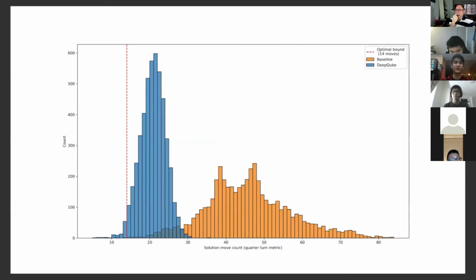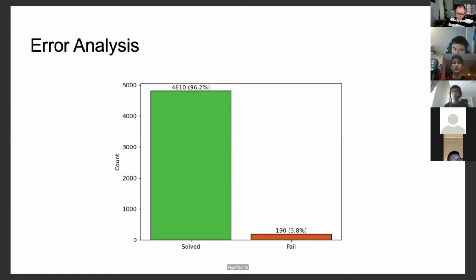So this histogram compares our baseline model to DeepQube and the optimal bound. I'll point out a few things. Obviously, DeepQube is much more efficient, solving in 21 or 22 moves on average. Additionally, there's less deviation, so DeepQube is a lot more consistent than the baseline model. And we have a few solutions below the optimal bound, but for the most part, DeepQube is non-optimal. Next slide, please.